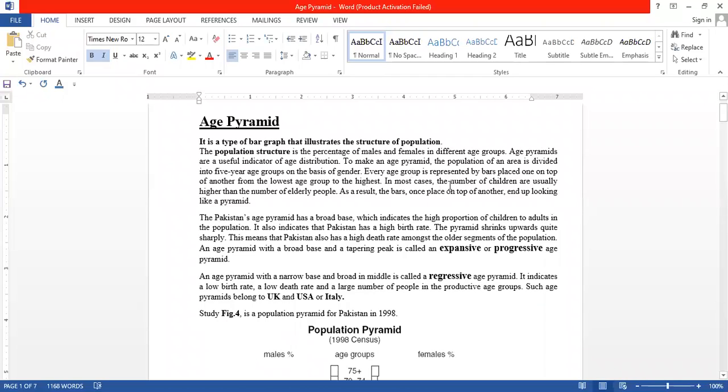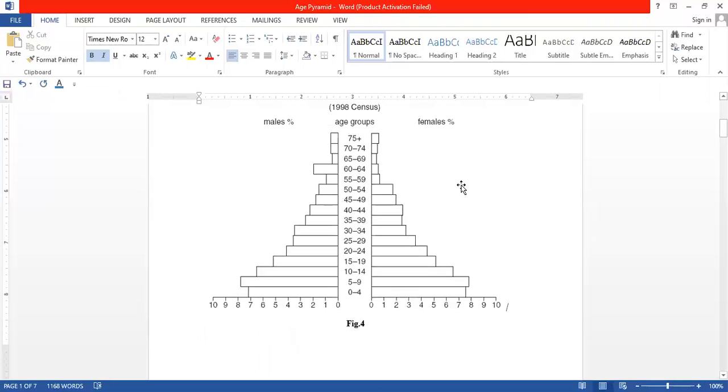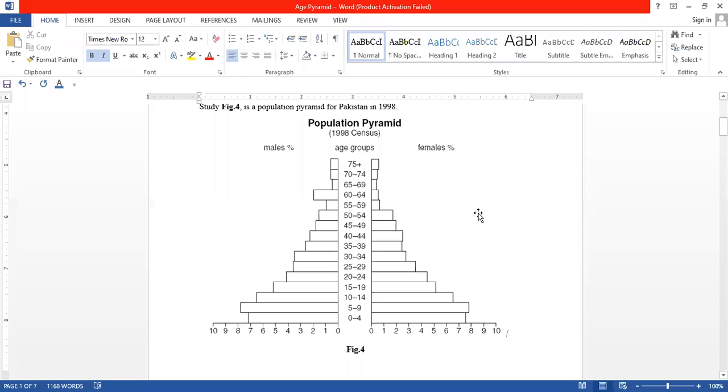To make an age pyramid, the population of an area is divided into 5 year age groups on the basis of gender. Gender means the percentage of males and females, and each age group is represented by bars with a 5 year age group. This is called an age pyramid. Again, an age pyramid is designed just to show the distribution of population according to age.